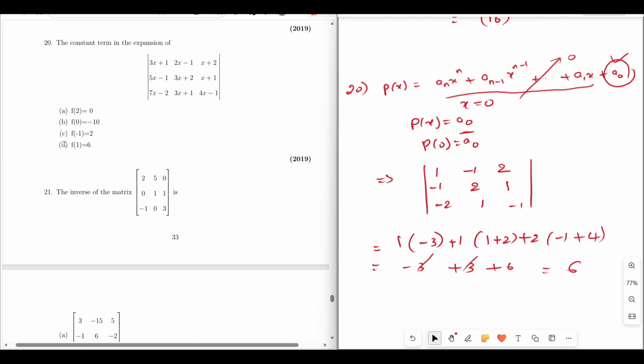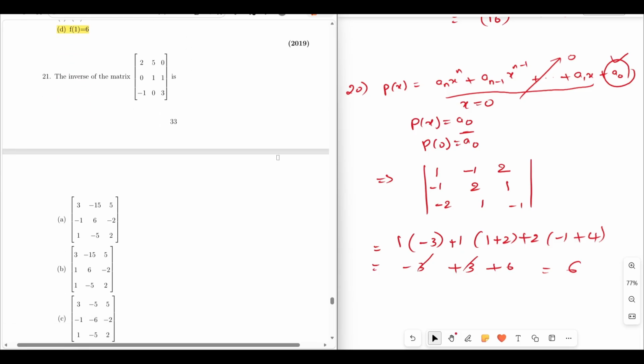So which is the right option? Obviously option D, f of 1 is equal to 6. If you replace the value of x as 1 here, you will be obtaining the answer as 6, which is nothing but the constant term. So this is how easily you can simplify the question by understanding the concept.